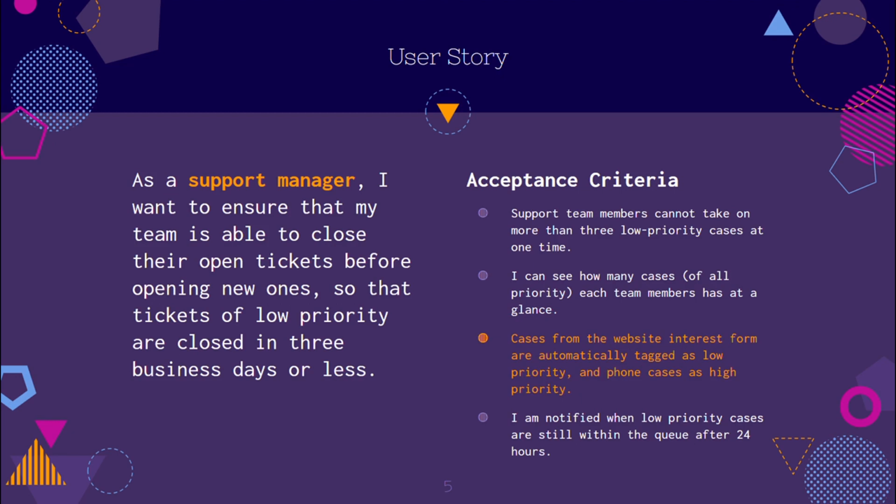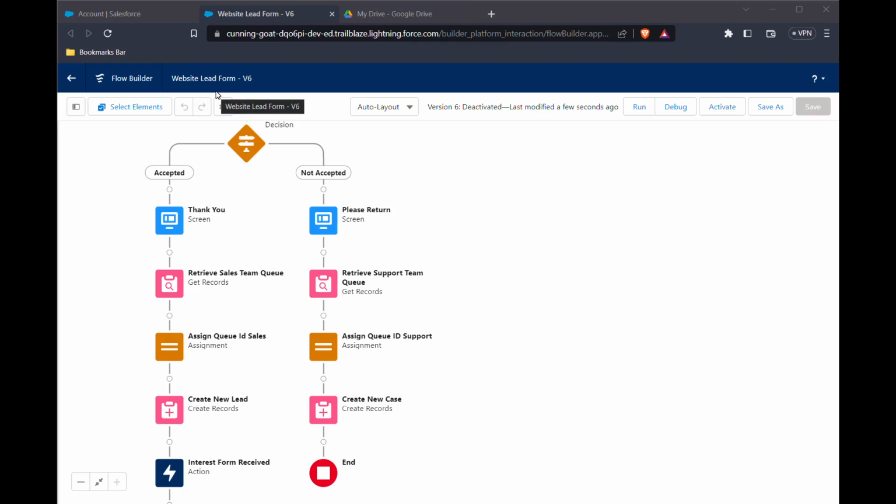We have to be sure that cases from the website and those taken by phone call are tagged with the correct priority levels in Salesforce. Because I already created a web-to-lead ScreenFlow that automatically creates cases in certain instances, I first need to make sure that the priority is automatically set to low per the requirements for these created cases.